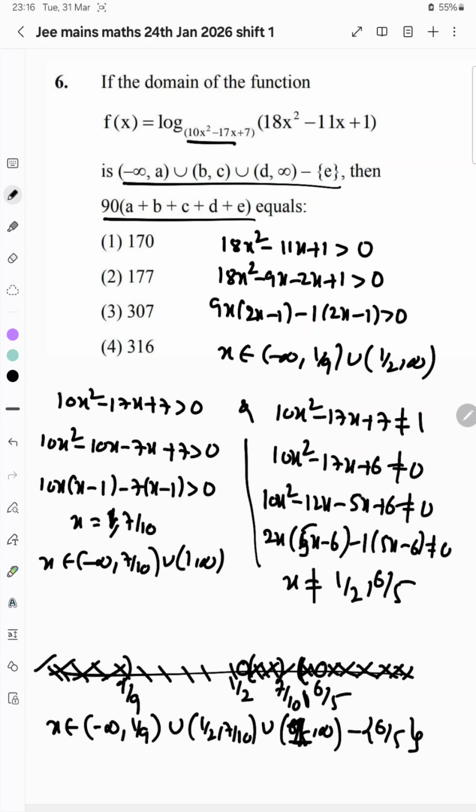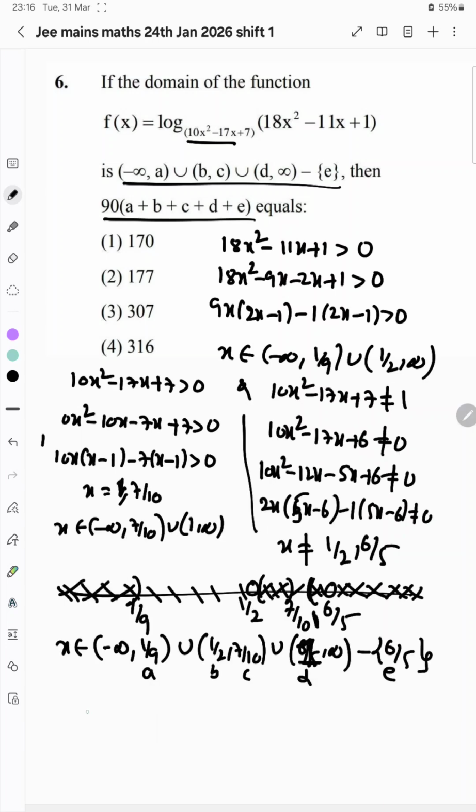Now we can compare with the given data. It is clearly a value, b value, c value, d value, and e value. Now we should add all these and multiply with 90. Then add a plus b plus c plus d plus e. So we want 1 by 9 plus 1 by 2 plus 7 by 10 plus 1 plus 6 by 5.